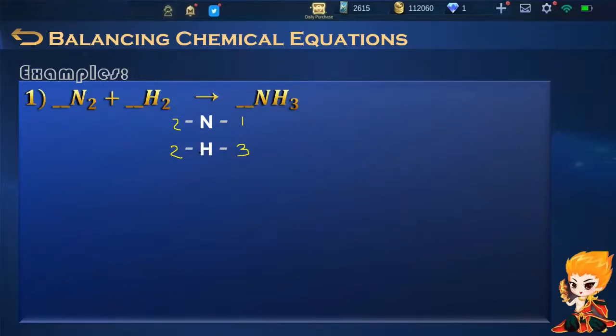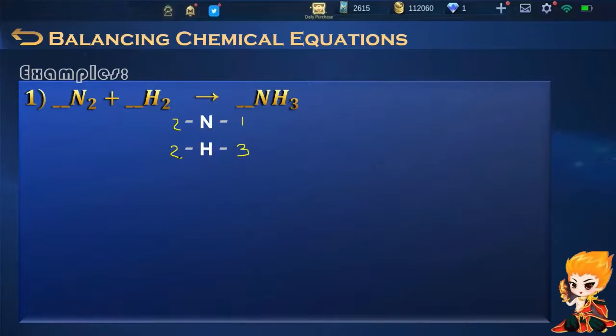Okay. Hydrogen exists only once in the reactant and once in the product, therefore we can use the LCM, least common multiple. Multiples of 3 are 3, 6, 9, 12, 15. Multiples of 2 are 2, 4, 6, 8, 10. So the common multiple of the two is 6, and it is the least.